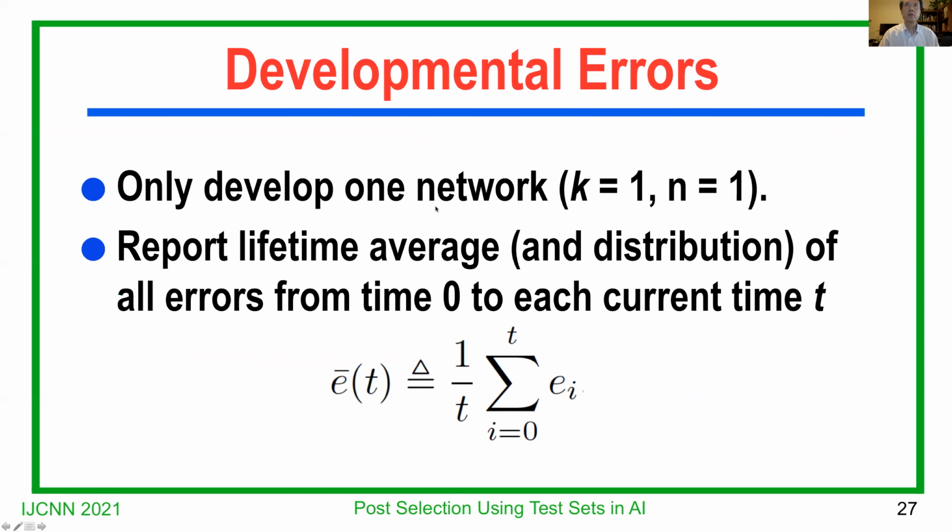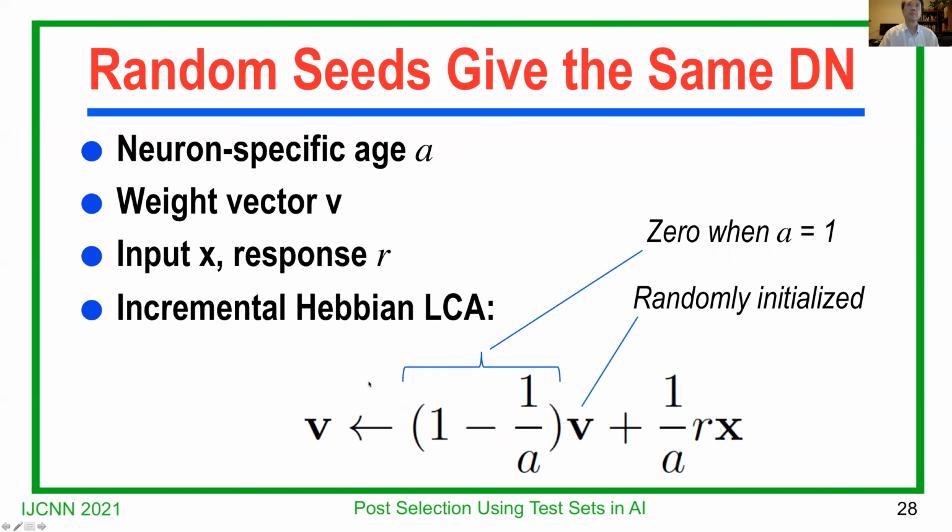The DN only develops one network, K equal to 1 and A equal to 1. And it reports the lifetime average and the distribution of all errors from time 0 to each current time t, and t could be very long, the entire life. Each time you may have an error, and it reports the average error as well as characteristics of the distribution, for example, the standard deviation of the errors.